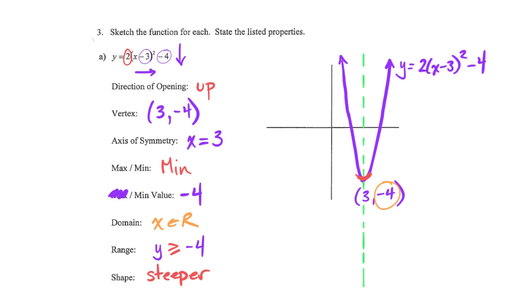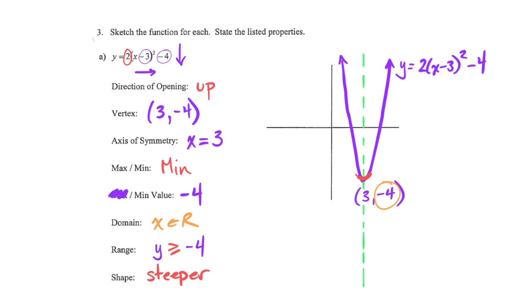My graph is steeper. That is really hard to tell on my sketch because I have no other points labeled. That's the key to us doing a formal sketch a little later. Okay, there we go. We were able to state all those properties.